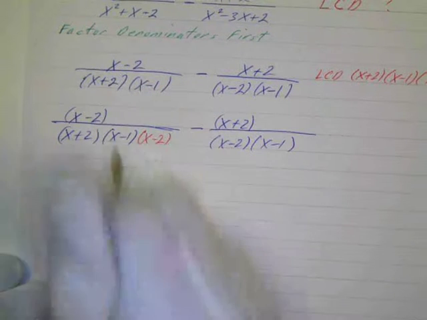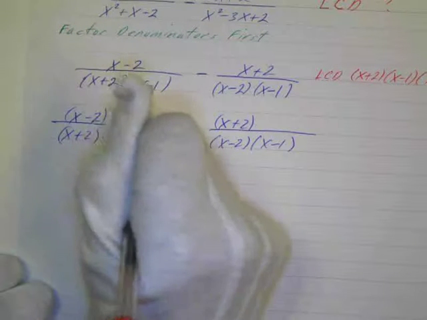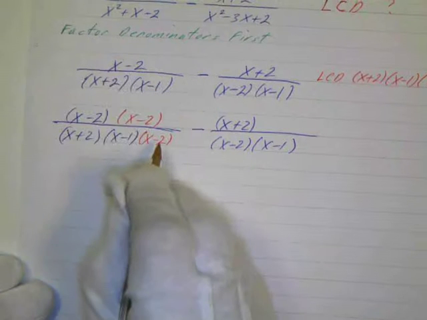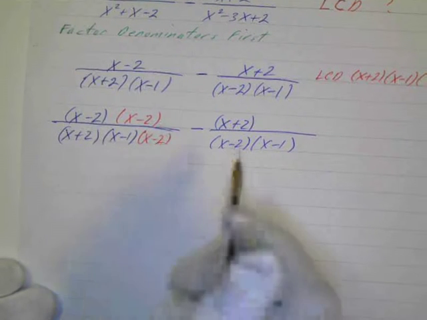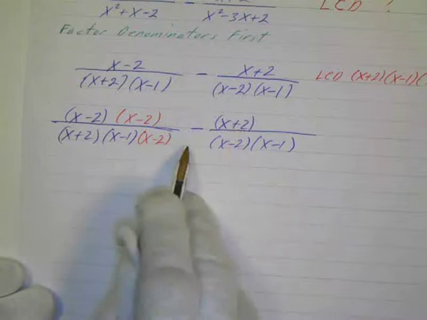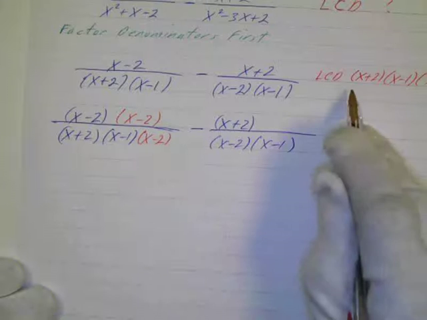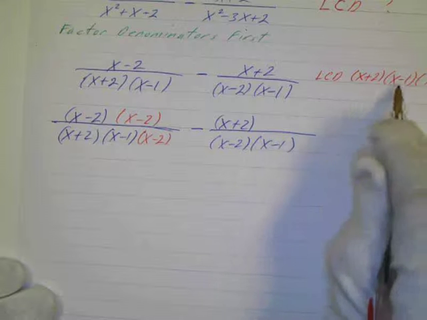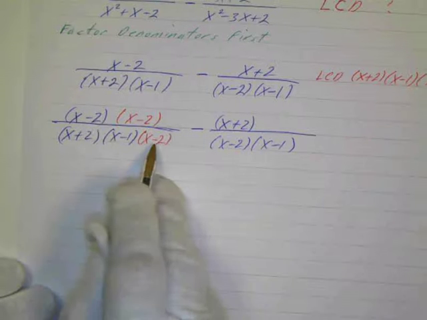But what I do to the bottom, I've got to do to the top, so I'll put x minus 2 in the top. X minus 2 over x minus 2 is just 1, so I'm just multiplying by 1. That's not going to change the value. But now I've adjusted my denominator, so I've got the LCD there. The x minus 2, x minus 1, x plus 2. X plus 2, x minus 1, x minus 2, right there.